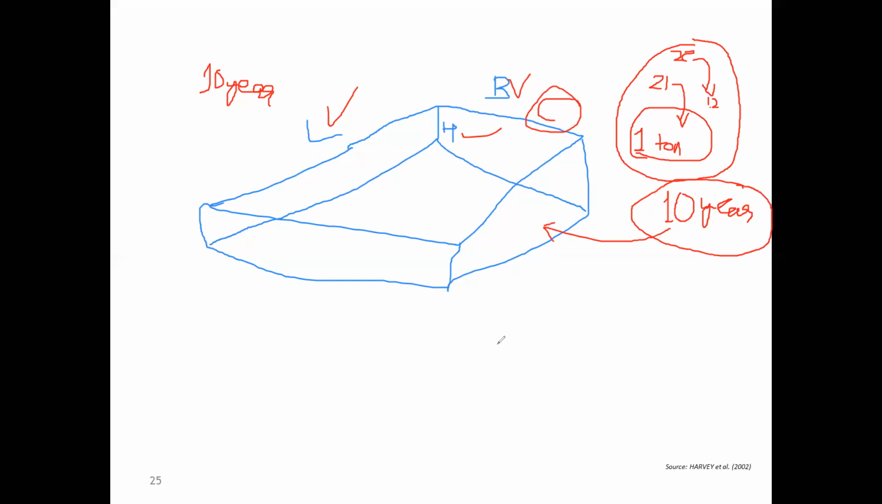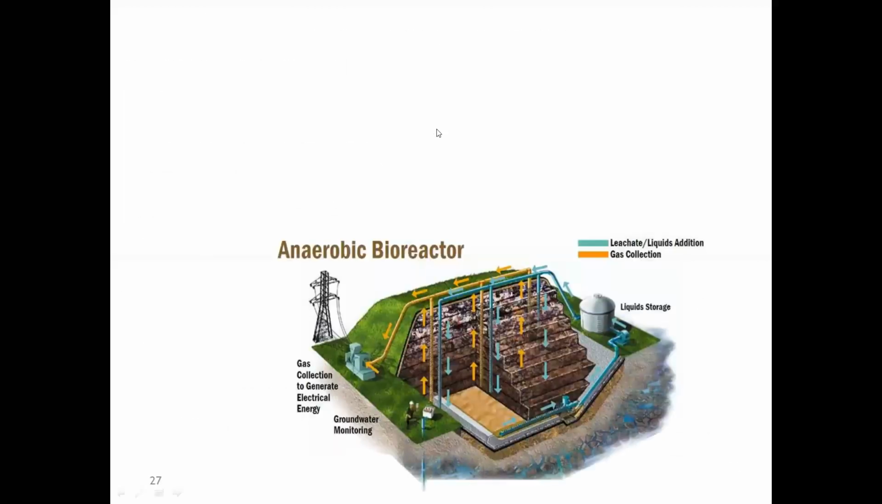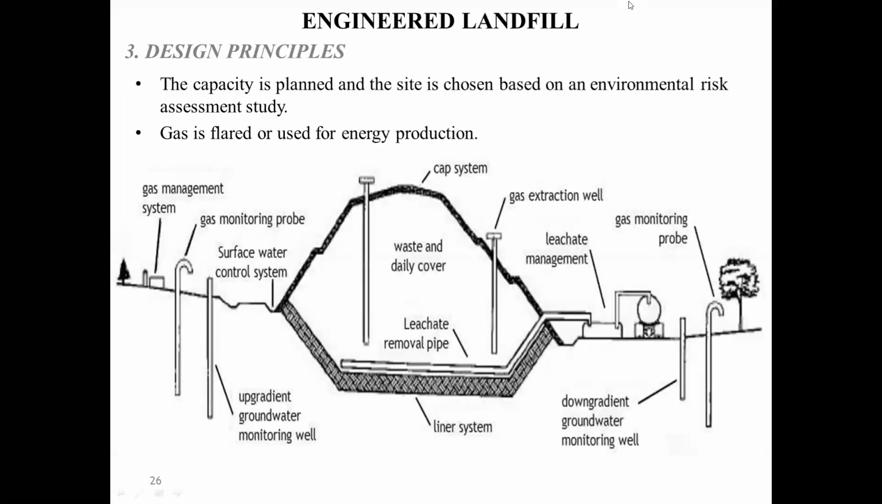The first and primary design is based upon the capacity. Based upon this, I shall be designing the capacity of this landfill. Then I'll be deciding the length, the breadth, and the height of the landfill. That is what you're supposed to do in cases of your design principle. You're going to be first planning the capacity, and the site is chosen based upon the environmental risk.